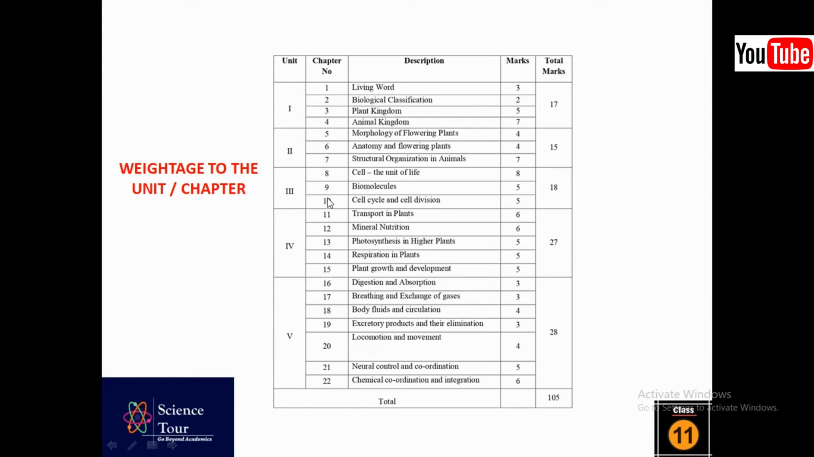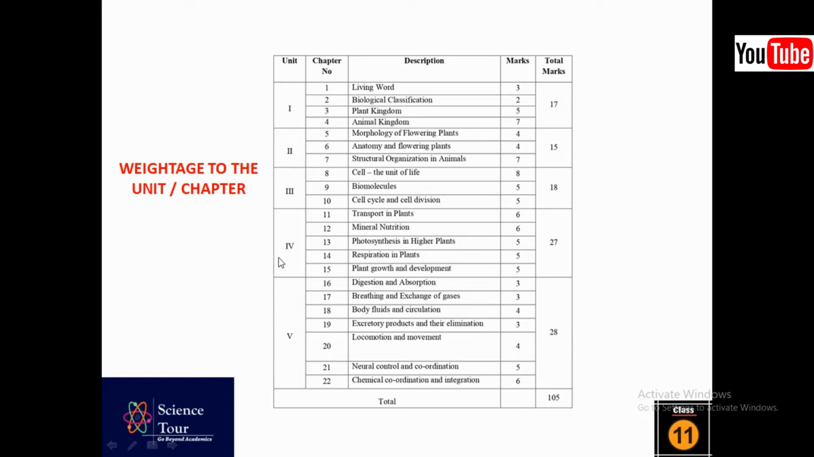The chapter number 9, that is biomolecules. If you see, total marks allotted is 5. So, one 3 mark question and one 2 marks question may be expected from this particular chapter. Then comes chapter number 10, cell cycle and cell division. This also carry 5 marks total. One 3 marks question may come and one 2 marks question may come.